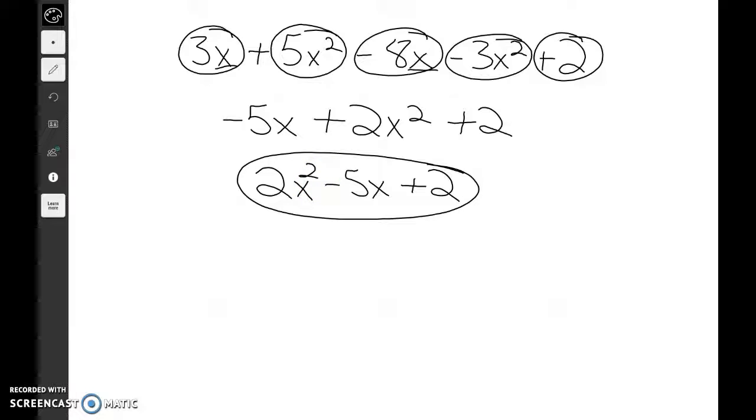Forgot my square. All right, so when you write this out, you'll notice that each one of these has a different variable part. So we have x squareds, we have x's, and we have just numbers. And then we know that we can't combine this any further, therefore that is our simplest form.